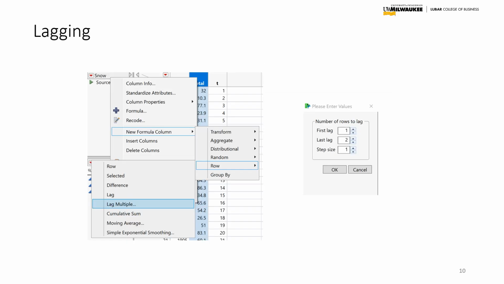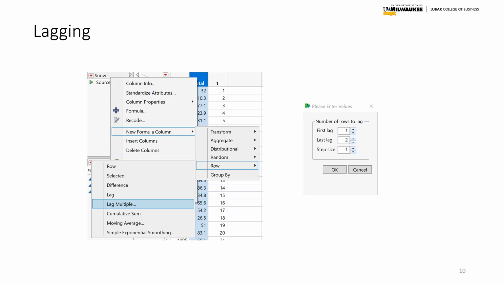Let's investigate deeper the question of randomness. When dealing with time series, we often consider how observations relate to previous observations. This is the concept of a lag. I'm going to lag the data here, and the way I'm going to do it is highlight the total column, use the option of New Formula Column, then go to the row group, and then choose lag multiple.